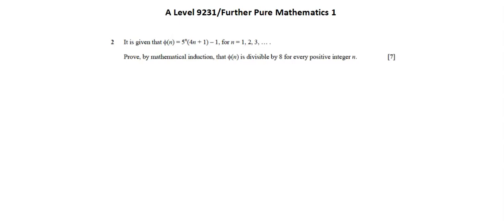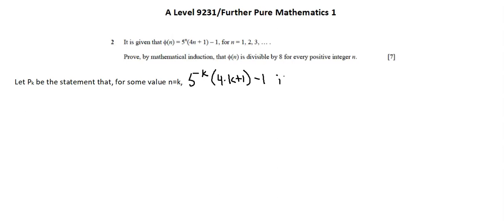Here we're going to use proof by induction, and in these scenarios we always want to begin with the same introductory phrasing. Let P sub k be the statement that for some value n equals k, and we'll follow with the required proof: 5 to the power of k times (4k plus 1) minus 1 is divisible by 8. Next, I evaluate the case when k equals 1.